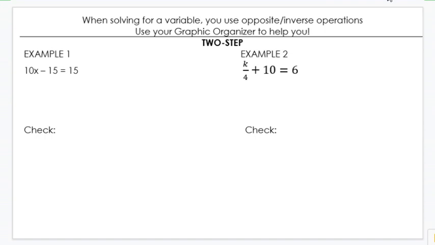Now there's some problems on the next page. I want you to try those on your own. Once you've done all 4, then press play and go over the answers with me.